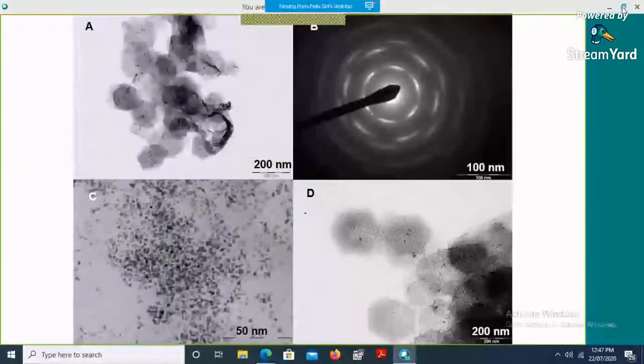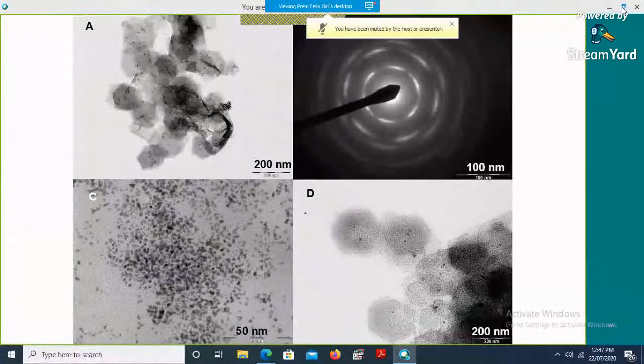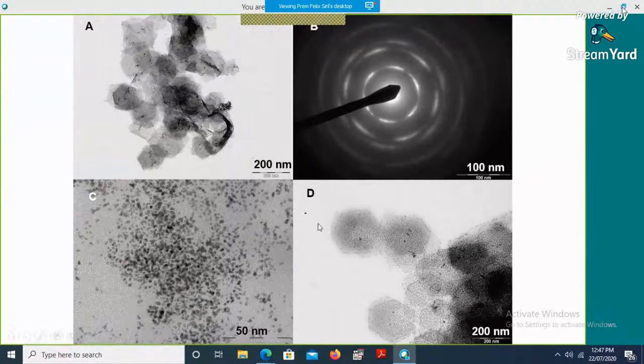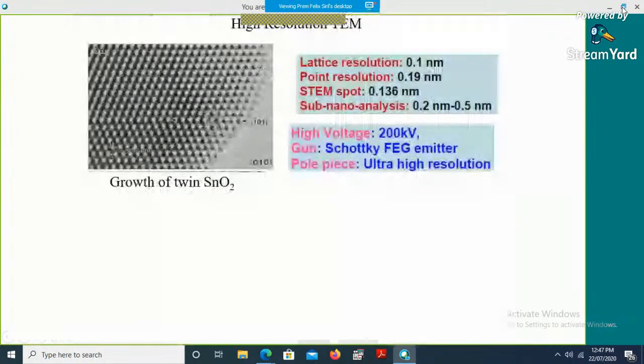So there are other materials. Again, this is a two-dimensional palladium nanosheet. Here again, the hexagonal shape of the palladium can be studied by both SEM and TEM. But apart from this, as I mentioned, the use of TEM is much more for studying the crystal structure.